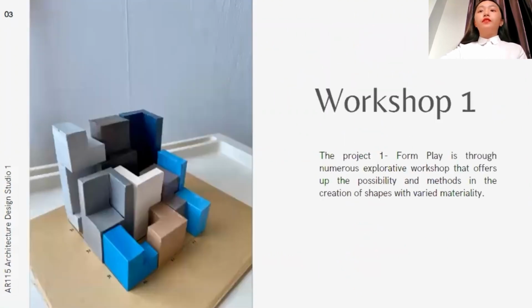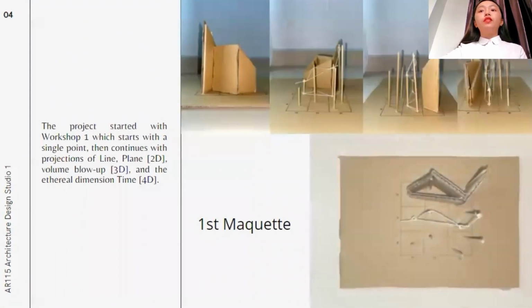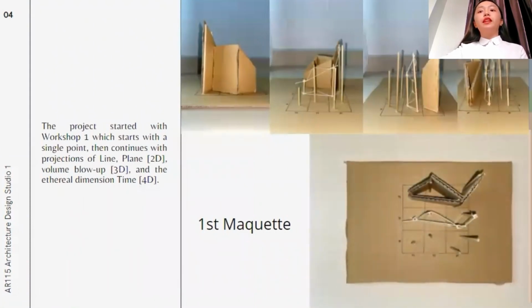Starting from the first day of class, we have our Workshop 1, which offers up the possibilities and methods in the creation of shapes and materiality. The first workshop is passing through different dimensions, where we investigate the potential of form from one point to another, the connection of lines, the enclosing of planes to three-dimensional forms, and the heterodimensional time.